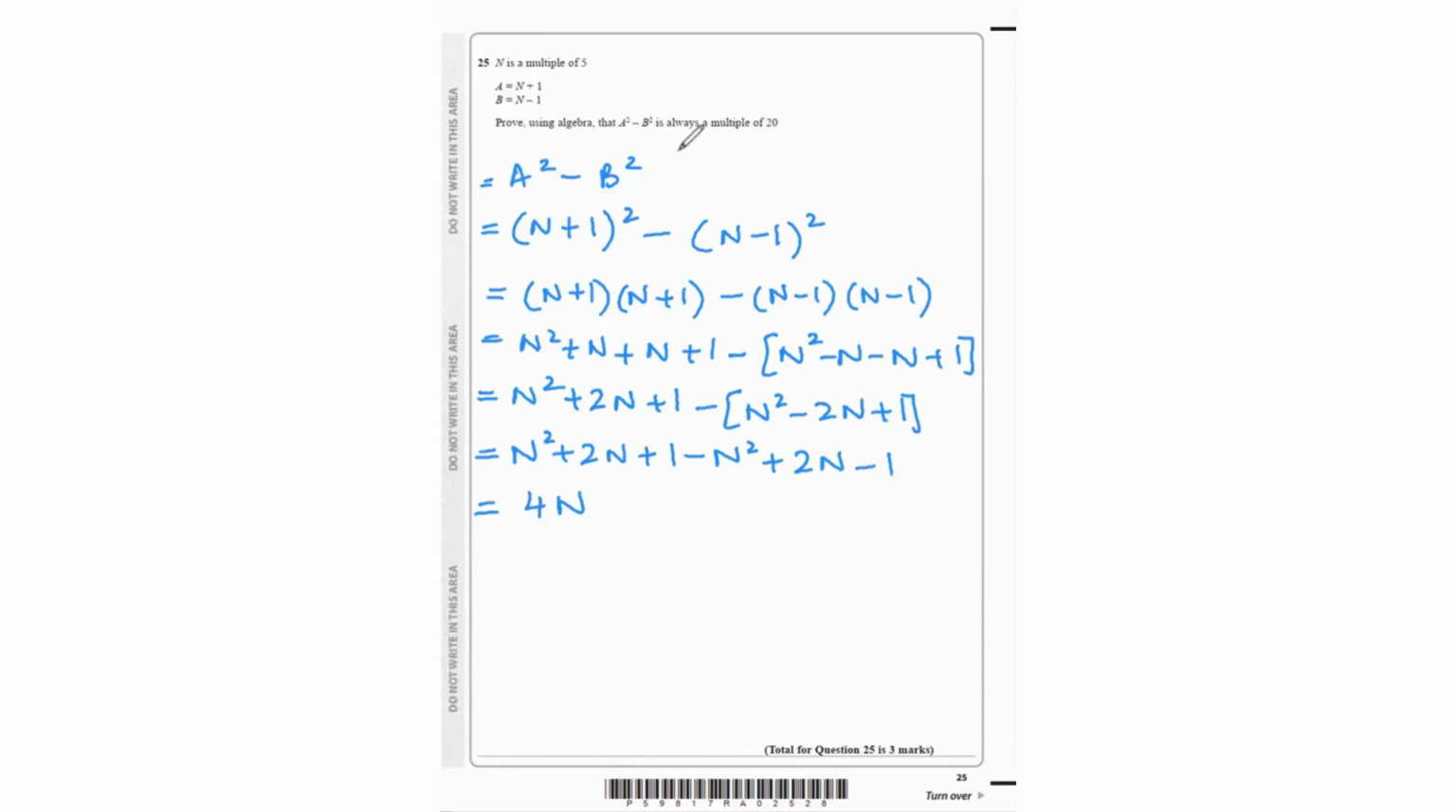So we're getting 4n. They're saying prove using algebra that a square minus b square is always a multiple of 20. If n is 5, 4 times 5 is 20. And as you can see, it is a multiple of 20 because 20 comes in the 20 times table.